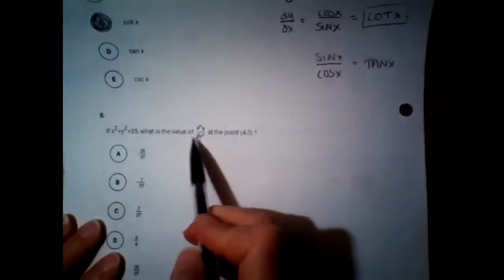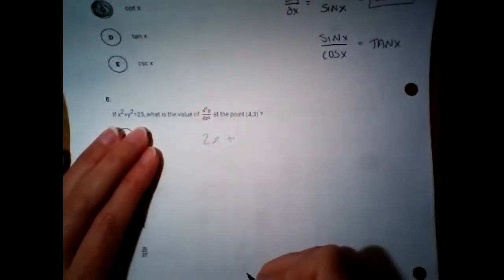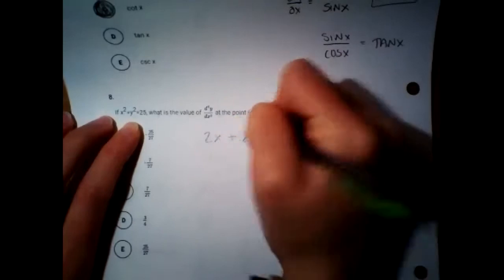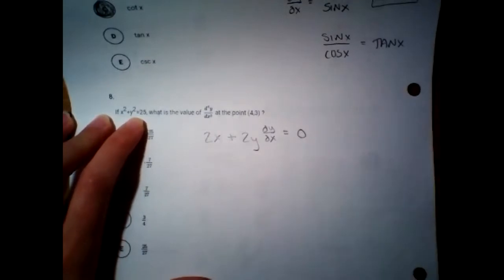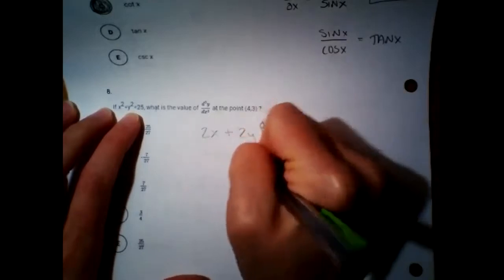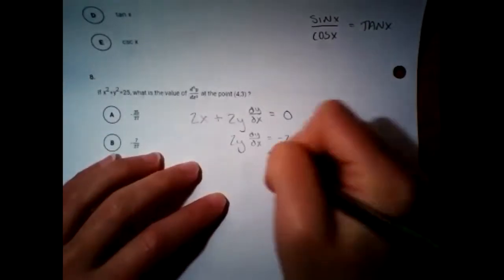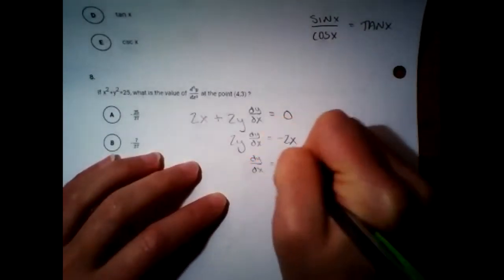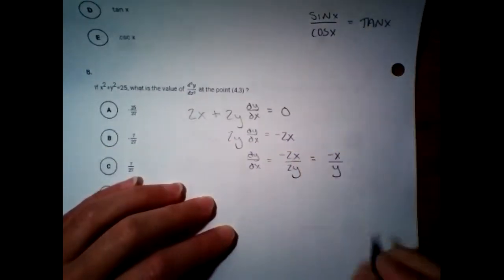Now this one is asking for the second derivative at this point. All right, so we'll start with the first derivative. Derivative of x squared is 2x. And then derivative of y squared is 2y dy/dx. And then derivative of 25 is 0. And so we're going to subtract over the 2x, and then divide by 2y. And so the 2's are going to cancel. We get negative x over y.